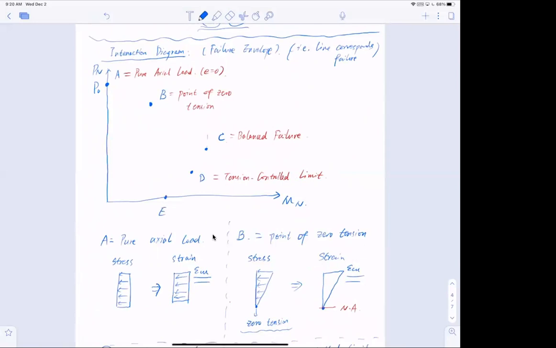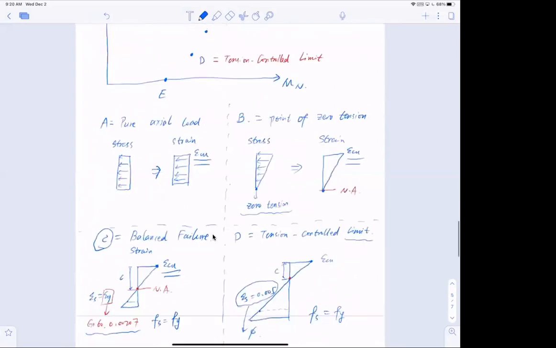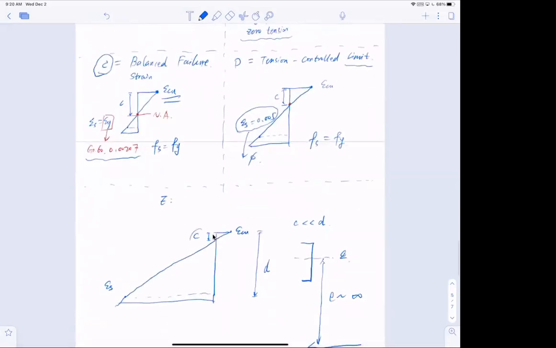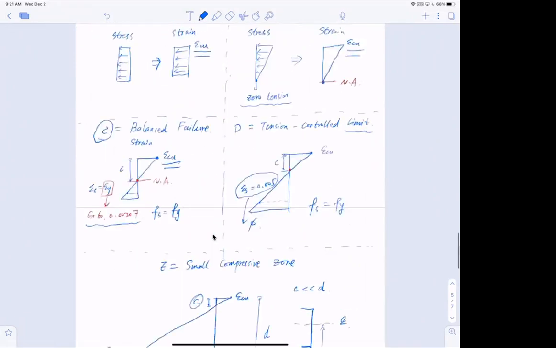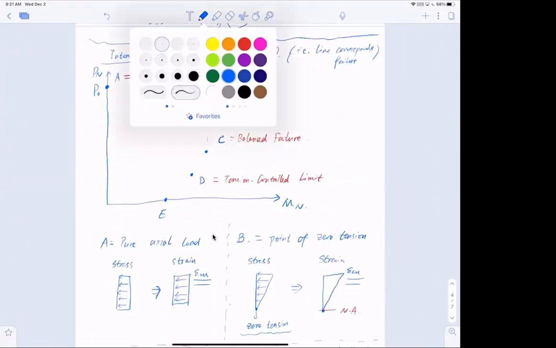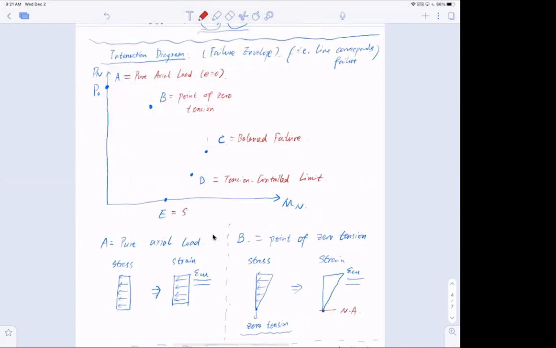That means I cannot have any compression at all because I have such a small compressive zone for the concrete. There's almost no concrete that takes care of the compression. I call this a small compressive zone state. Now I can write it out here, say this is small compressive zone.